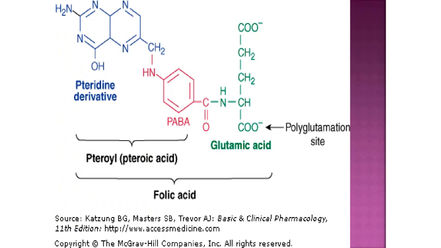So, in this figure, we can appreciate the structure of folic acid. You can see a pteridine derivative followed by para-aminobenzoic acid. This portion contributes the pteroic acid, which is attached to glutamic acid residues, which can be multiple in number, the polyglutamation site, attached to the pteroic acid. So together it is known as pteroyl glutamic acid.